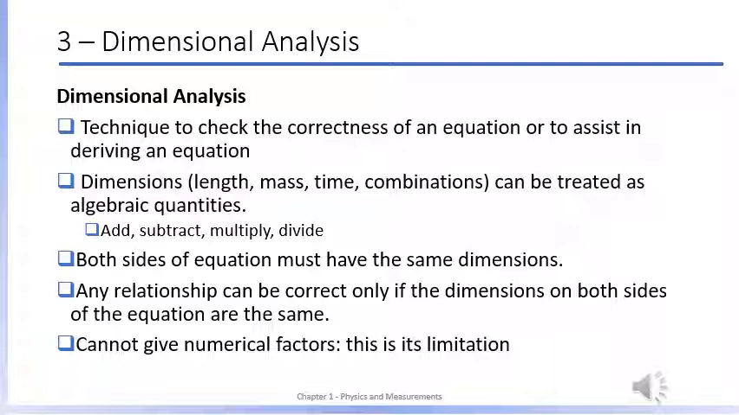So if we have an equation as F equals ma, we should have Newton at the left and Newton at the right to have a good equation. Any relationship can be correct only if the dimensions on both sides of the equation are the same. We cannot give numerical factors. This is the limitation of dimensional analysis. We will give now some examples to explain how we do the dimensional analysis in practice.